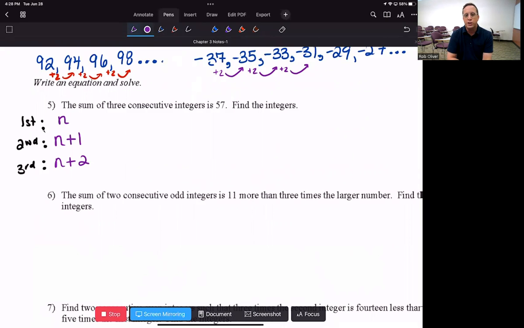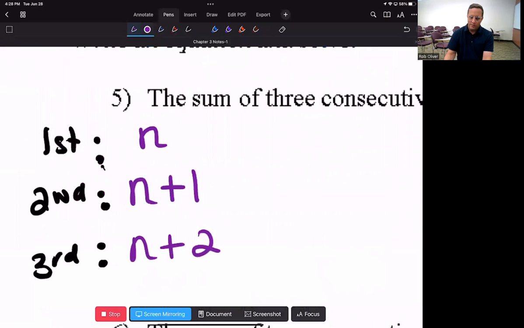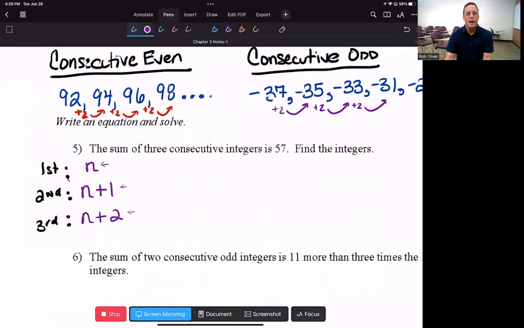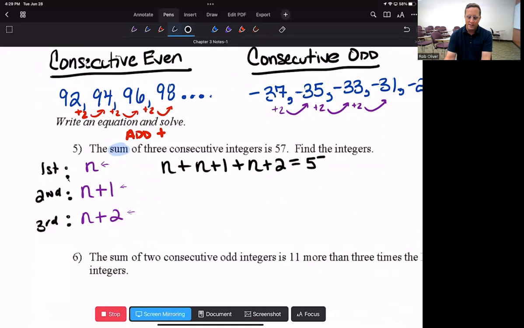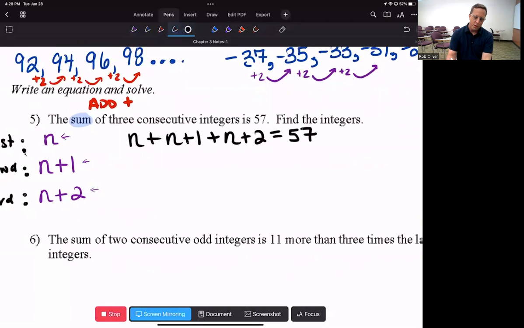But those 3 expressions: you've got n, n plus 1, that's the second integer, and then n plus 2 represents the third integer. And we know that the sum of those integers, sum means add, right? It means plus. So that is what we're going to do. We're going to do n plus 1 plus n plus 2 equals 57. So there's your setup.